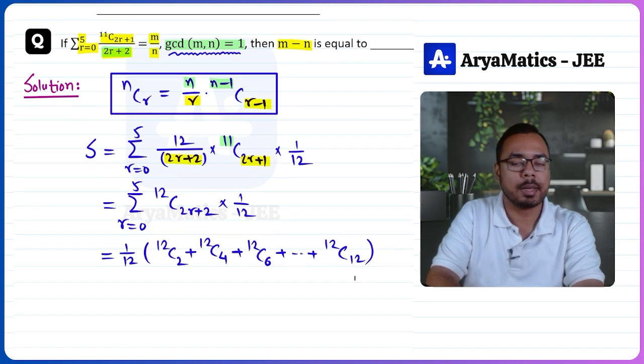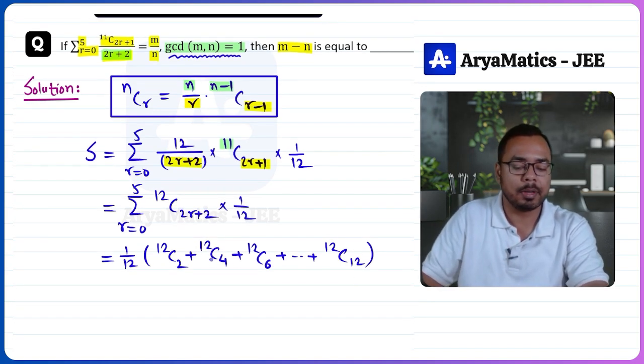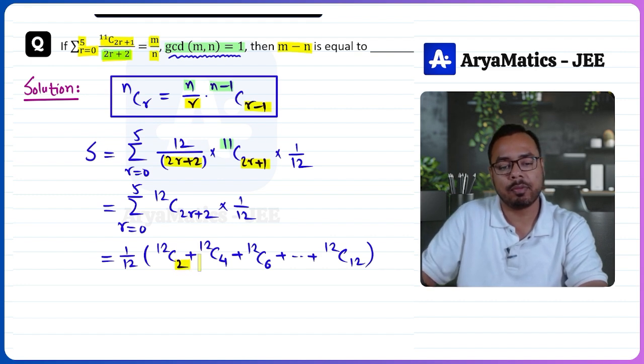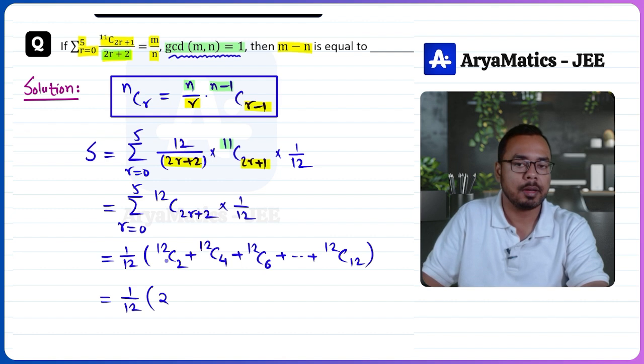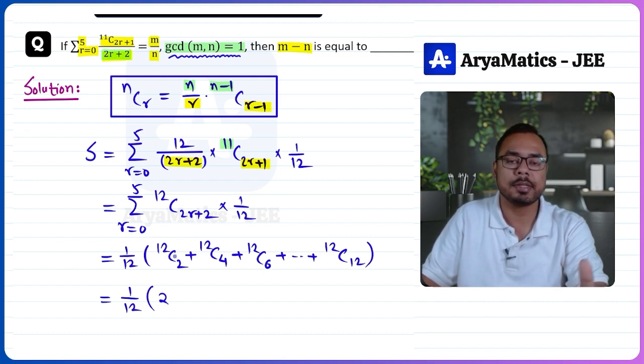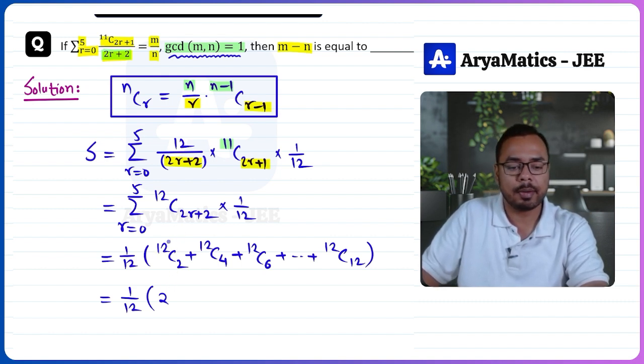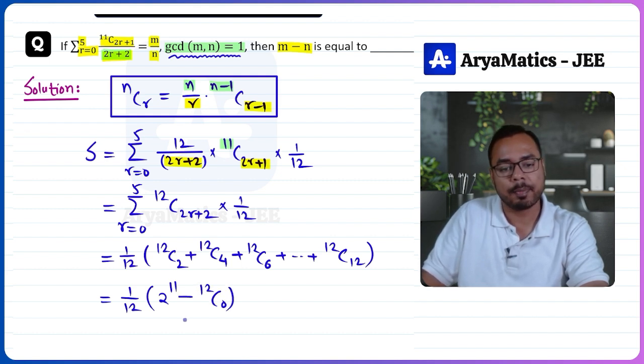Now, this is the sum of even binomial coefficients, right? We have 2, then we have 4, then 6, up to 12. But you can notice that 12C0 is missing from here, right? If I had 12C0 also, then the answer would be 2 raised to n minus 1, right? nC0 plus nC2 plus nC4 all the way up to the last term is 2 raised to n minus 1. So here that 12C0 is not there. Therefore we'll write this as 2 raised to 11 minus 12C0.